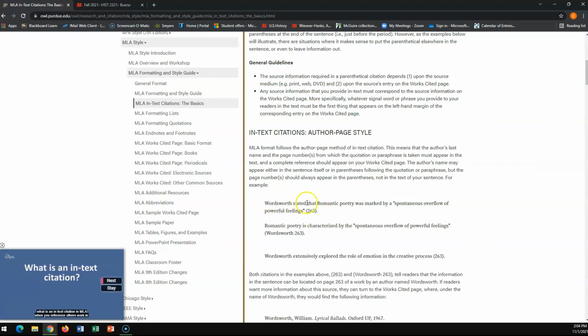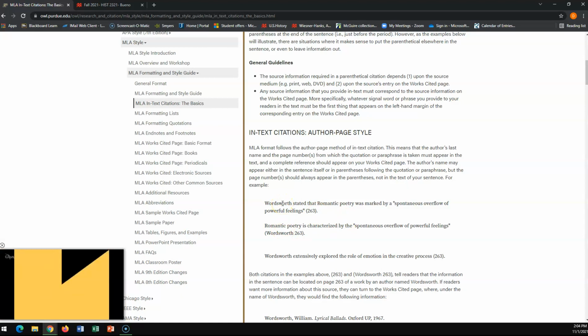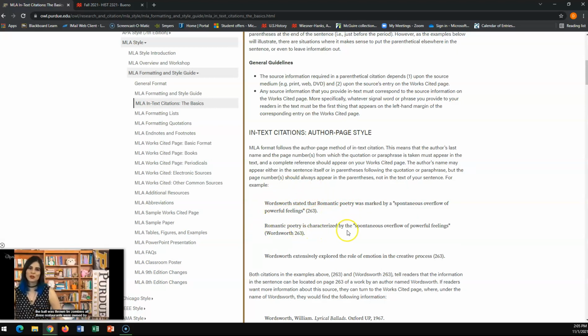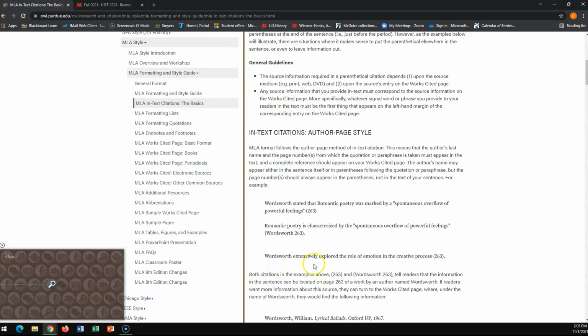They've stated that romantic poetry was marked by, and they put in quotes, "spontaneous overflow of powerful feelings." Well, Wordsworth said that, and he said that on page 263 of the book that they are referencing. Another way of stating that is romantic poetry is characterized by quotes. This is a direct quote from that book that's found on page 263. Or you can summarize it. You don't have to do direct quotes. You could say Wordsworth extensively explored the role of emotion in the creative process. They're just basically stating "spontaneous overflow of powerful feelings," but putting it in their own words here.